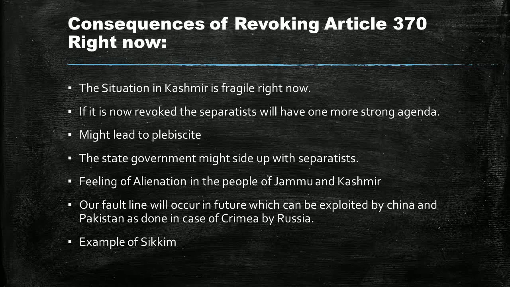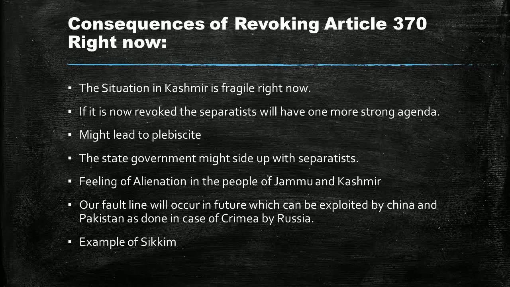The state government might side with the separatists as their power will be sucked up with the revoking of Article 370. So they might swing to the side of separatists, as a result of which we have to use coercive action against them. We might have to arrest them, due to which a feeling of alienation will be generated in the people of Jammu and Kashmir. With that coercive action, a fault line will occur, which can be exploited by China and Pakistan in future, as done in the case of Crimea by Russia.